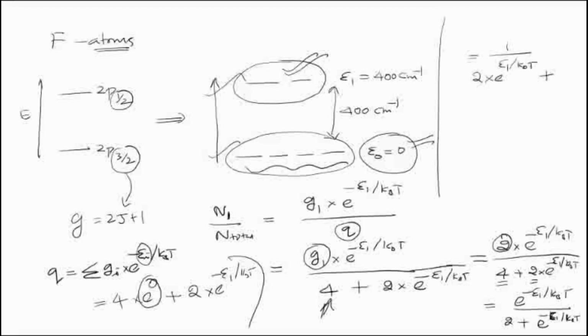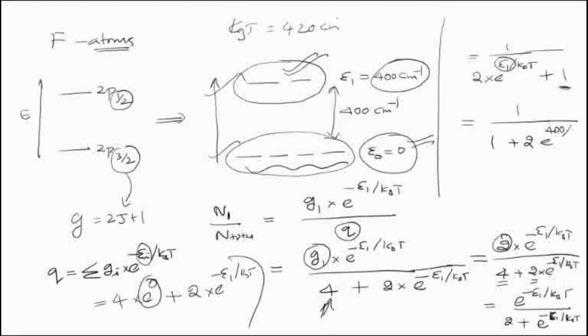கரெக்டா? பிளஸ் இங்க மல்டிப்ளை பண்ணும்போது e power plus E1/kBT, e power minus E1/kBT என்ன ஆகும்? e power 0, e power 0 is 1. கரெக்டாமா? So you can write this as 1 by 1 plus 2 into e power, கவனிங்க, E1 ஓட வேல்யூ, எனர்ஜி ஆஃப் தி எக்ஸைட்டட் ஸ்டேட் இஸ் 400 சென்டிமீட்டர் இன்வெர்ஸ், அது 400 போட்டுறேன். kBT ஓட வேல்யூ ப்ராப்ளம்ல 420 சென்டிமீட்டர் இன்வெர்ஸ் கொடுத்தாங்க.